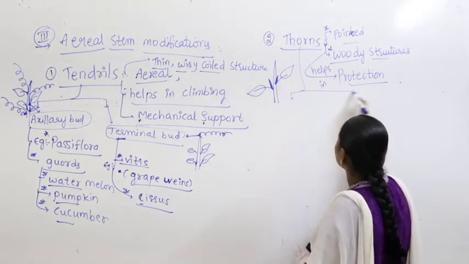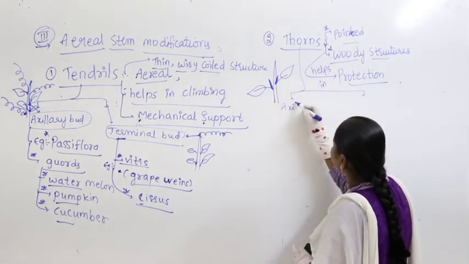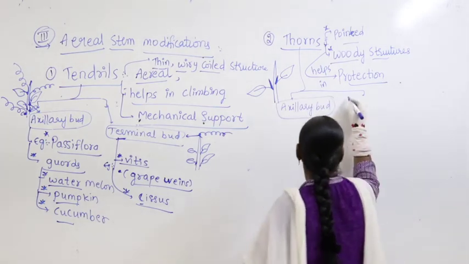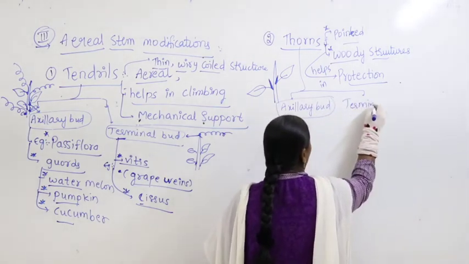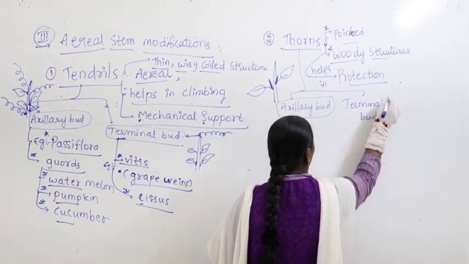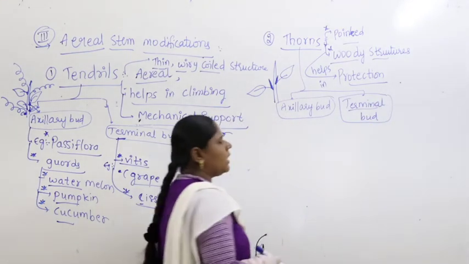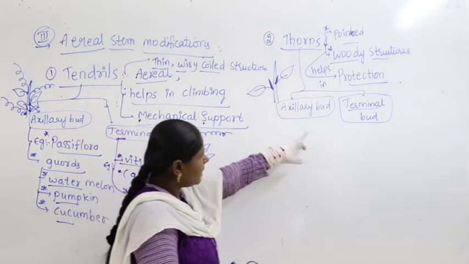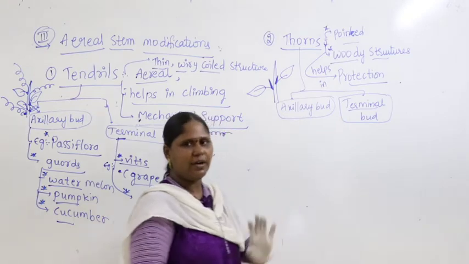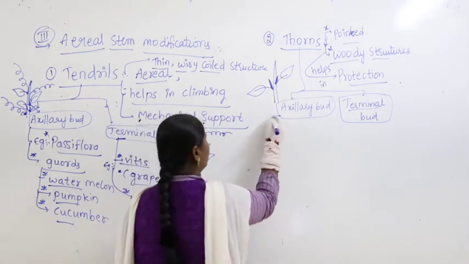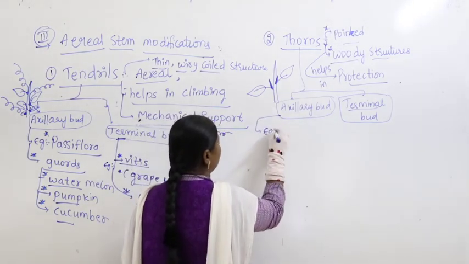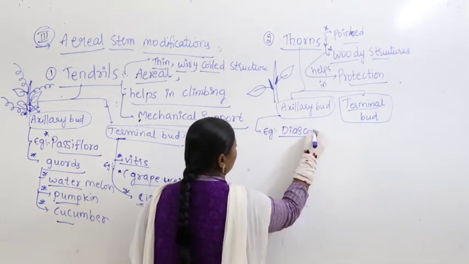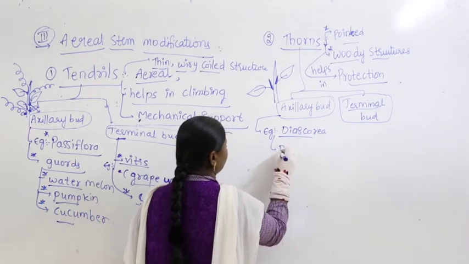So in some cases axillary bud gets modified into thorns. In some cases terminal bud gets modified into thorns. Where axillary bud? You can take, for example, Dioscorea, Duranta.